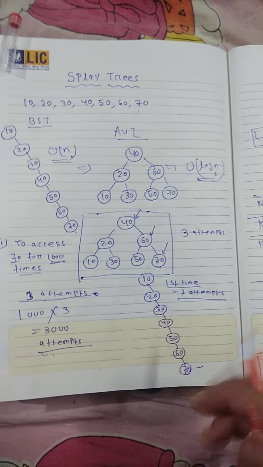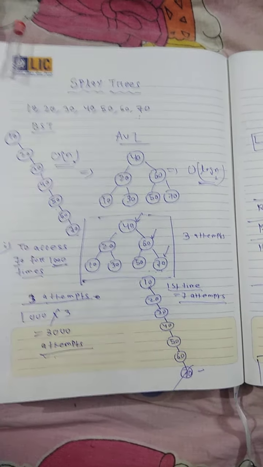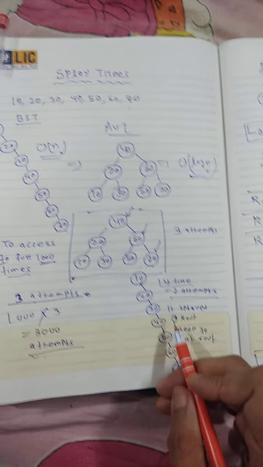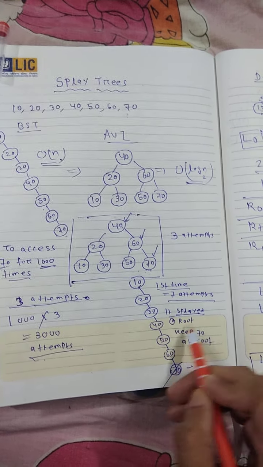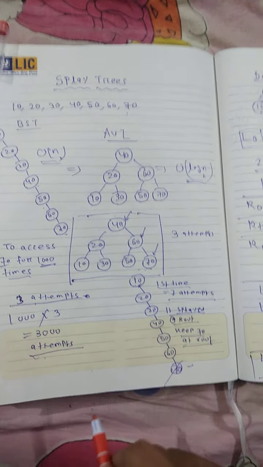Next, what happens? Suppose I replace, or splay, 70 with respect to the root. I keep 70 at the root. That is also called splayed. If we splay 70 to the root, that means we can access it directly. If 70 is now here at the root, then we access it directly. That means the first time we access it with 7 attempts, and the next 999 times we access it directly. So how many total attempts do we need? That is 1006 attempts.